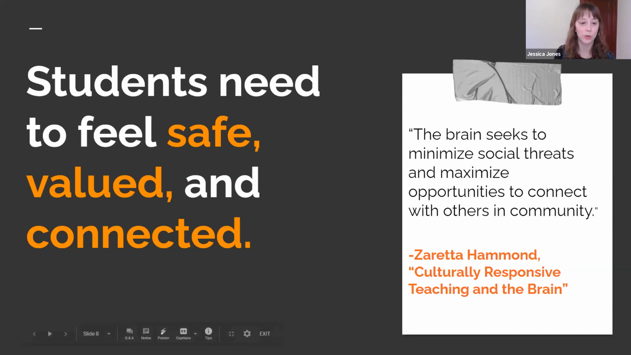And this is really supported in the work of Zaretta Hammond, this book that lots of people are reading right now, Culturally Responsive Teaching and the Brain. And she says, brain science tells us that the brain seeks to minimize social threats and to maximize opportunities to connect with others in community.